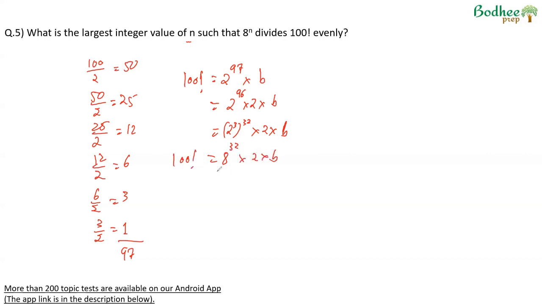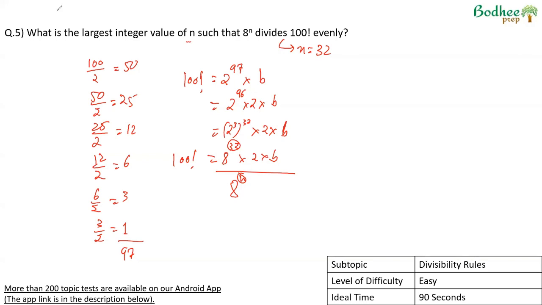What is the highest power of 8 that will divide 100 factorial? This division can happen 32 times, and therefore the highest value of n is 32. That becomes the answer. So it's a direct application of factorials and division. It's an easy question. Should be done in less than 90 seconds.